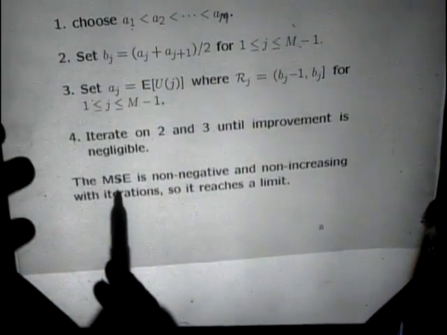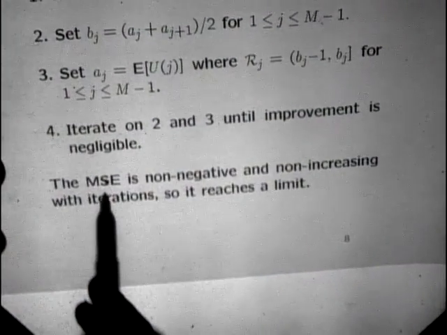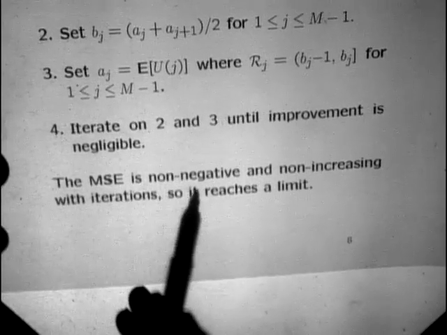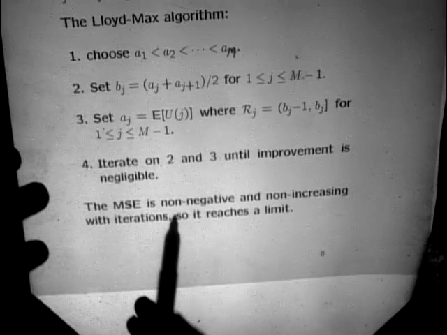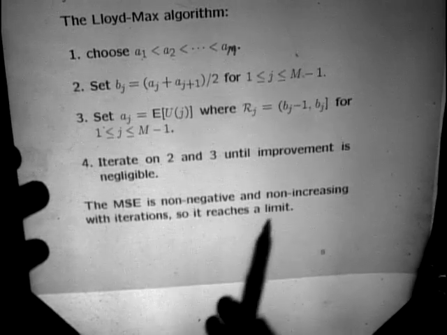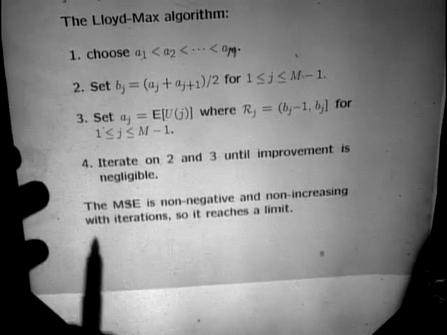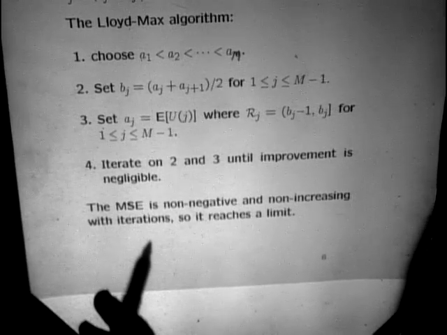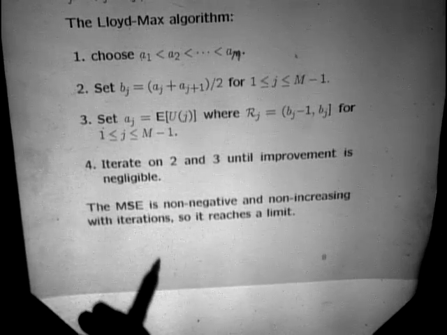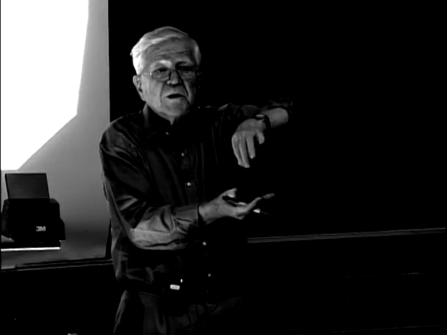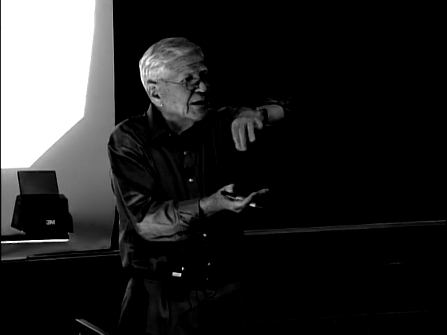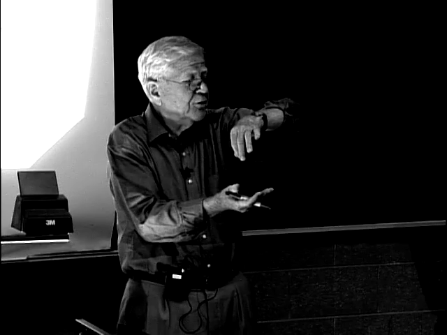Now, this mean square error for any choice of regions and any choice of representation points is going to be non-negative, because it's an expected value of squared terms. The algorithm is non-increasing with iterations. In other words, the algorithm is going down all the time. So you have 0 down here. You have an algorithm which is marching you down towards 0. It's not going to get to 0, but it has to reach a minimum.